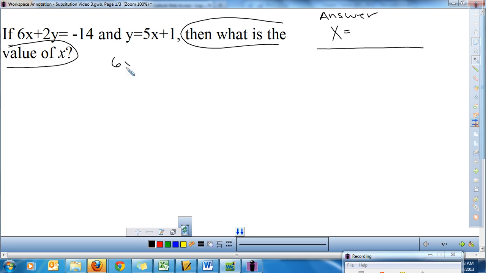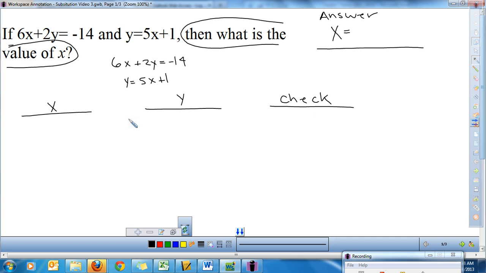So I'm going to go ahead and rewrite these two equations. 6x plus 2y equals negative 14, and y equals 5x plus 1. Now I know I'm going to need to solve for x, I'm going to need to solve for y, and then I'm also going to need to check my solution. So I'm going to set this up. I know that y is going to equal 5x plus 1, and then I'm going to use my first equation to solve for x. 6x plus 2y equals negative 14.